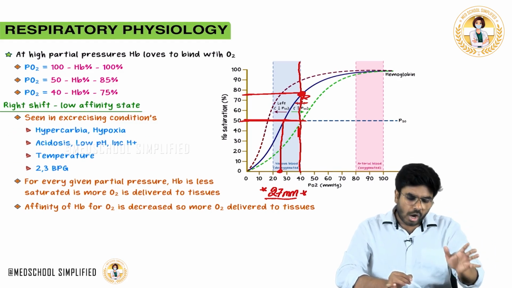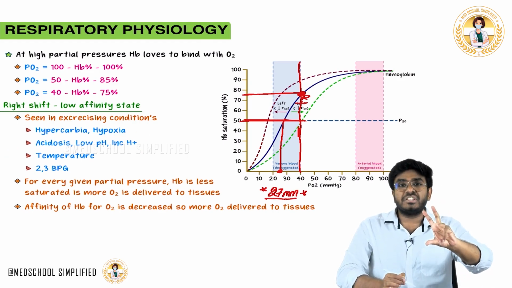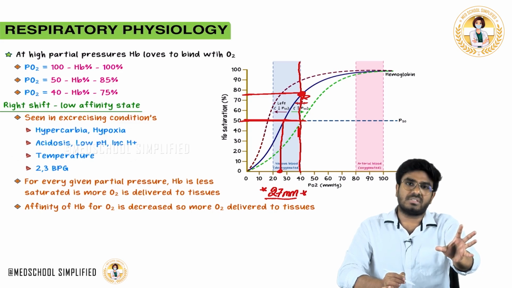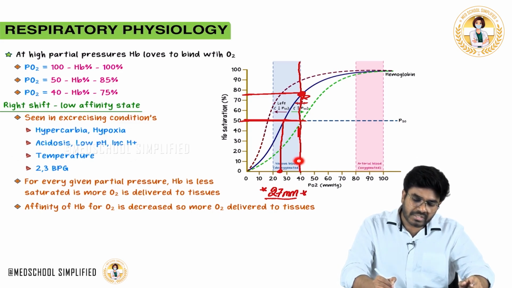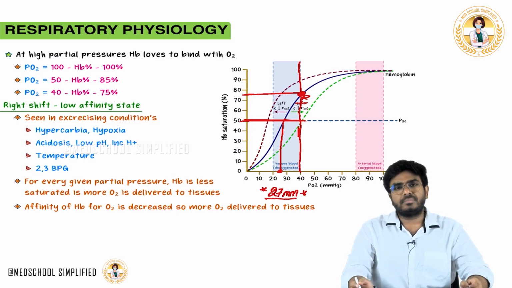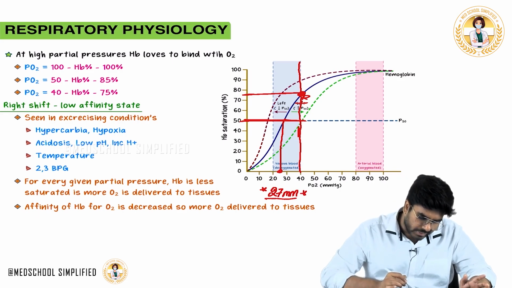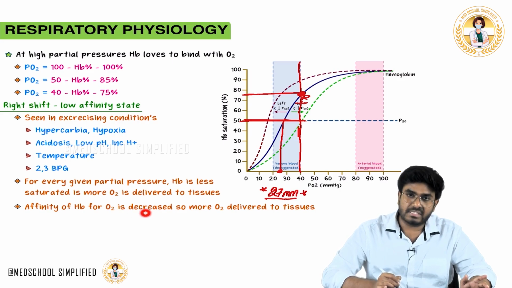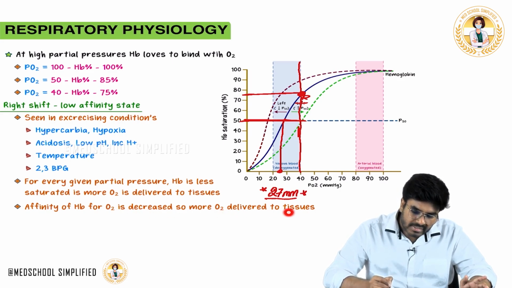Try to understand. All these conditions will change the structure of hemoglobin in such a way that now it will easily give up the oxygen. For the same partial pressure, instead of delivering only 1 oxygen, now it will deliver 2 oxygen. That's why it is just 50% saturated. So remember here, the affinity of hemoglobin for oxygen is decreased. So more oxygen molecules are delivered to the tissues.